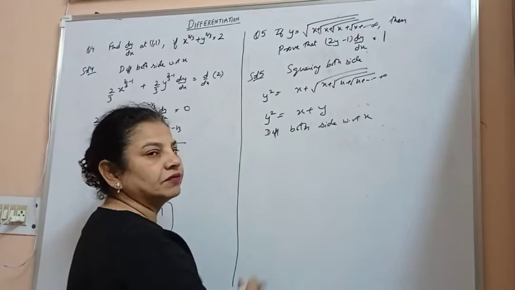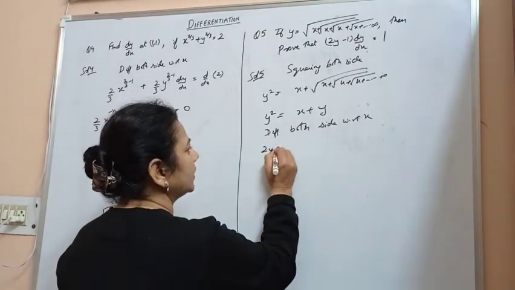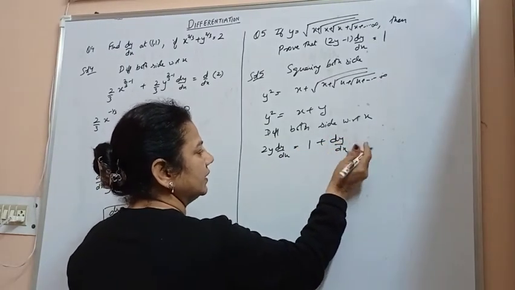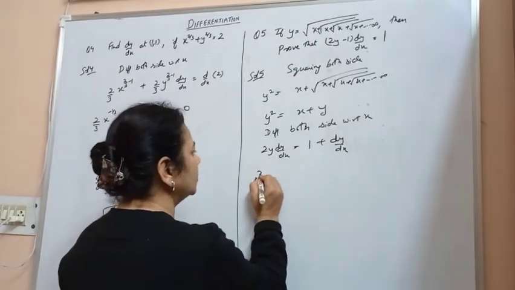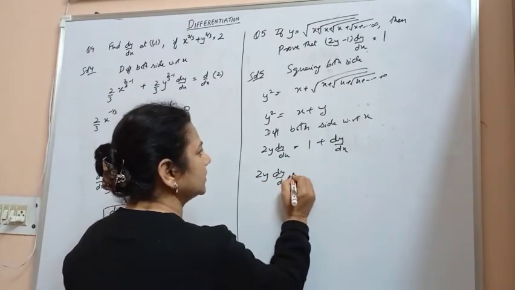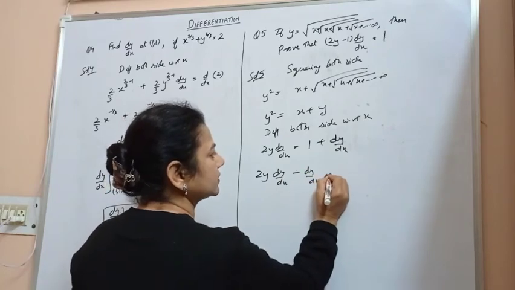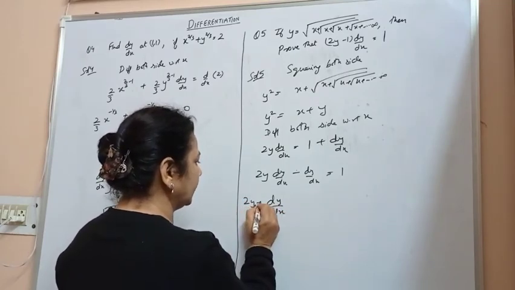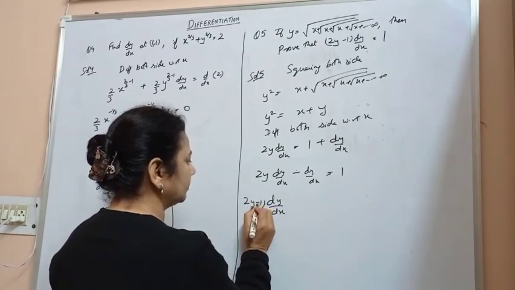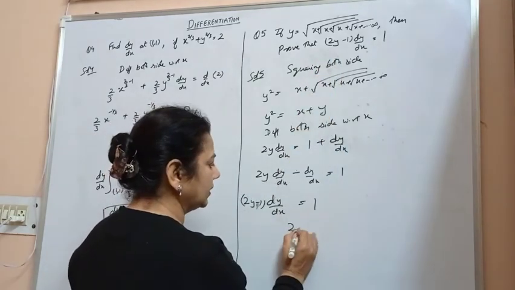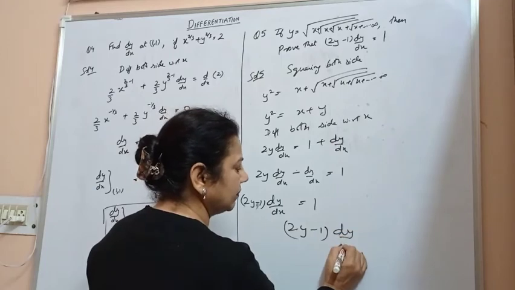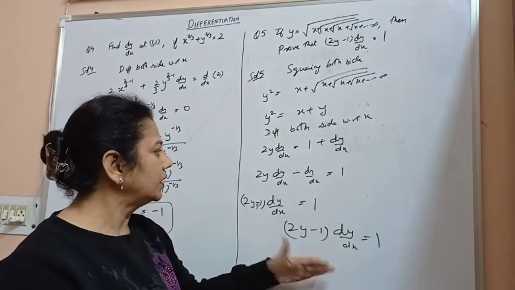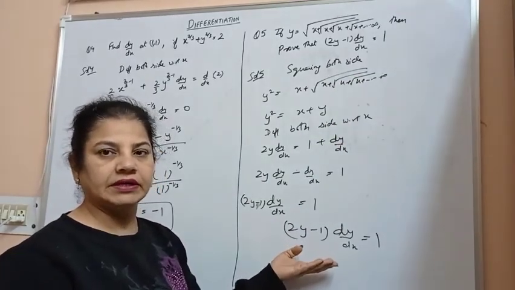Differentiating both sides with respect to x, we get 2y dy by dx is equal to 1 plus dy by dx. Take the dy by dx terms to the left hand side. So 2y dy by dx minus dy by dx is equal to 1. Taking dy by dx common, I get 2y minus 1 dy by dx is equal to 1. This is what I had to prove: 2y minus 1 dy by dx is equal to 1.